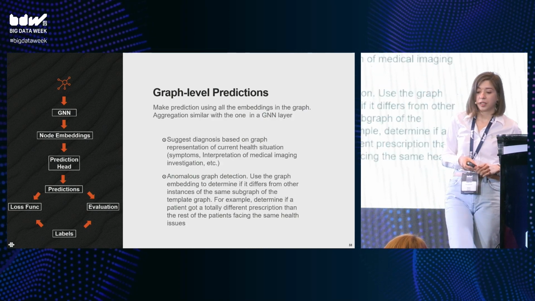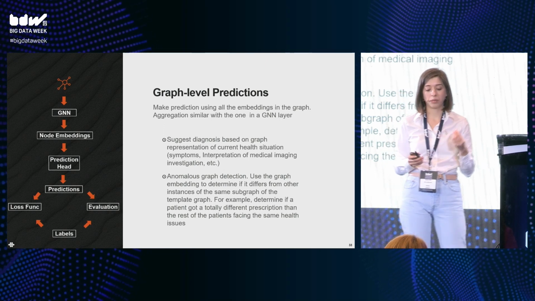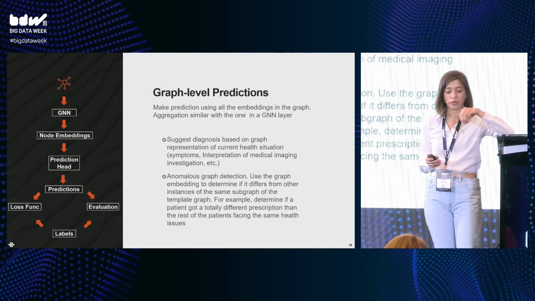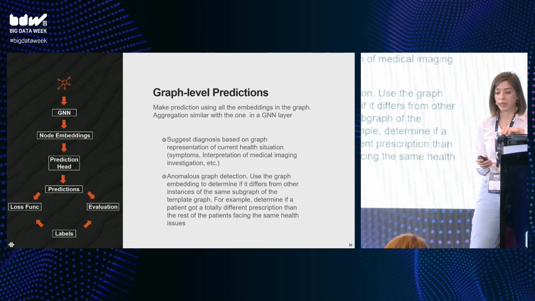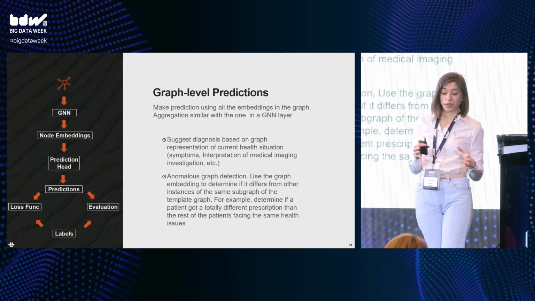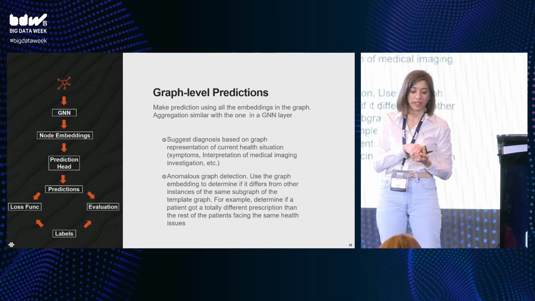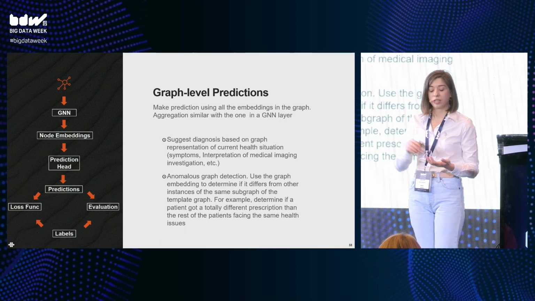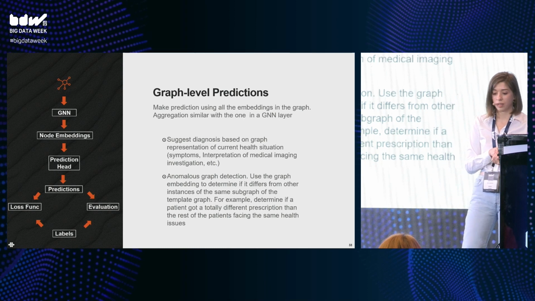And lastly, there is the graph level prediction. Here, our prediction head is basically another layer of aggregation of the embeddings of all the nodes in the graph. And this one you can use, for example, to suggest diagnosis based, again, on the graph representation of the patient system, investigations, and so on. Again, trained on historical data.